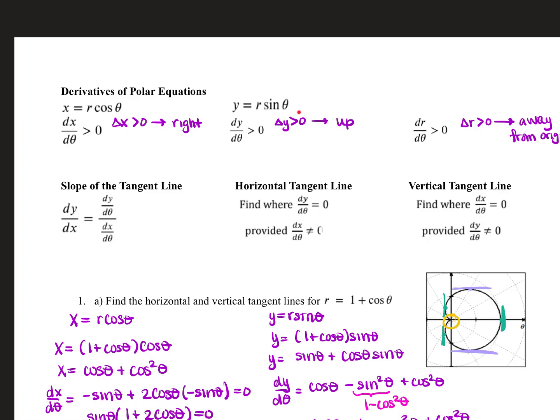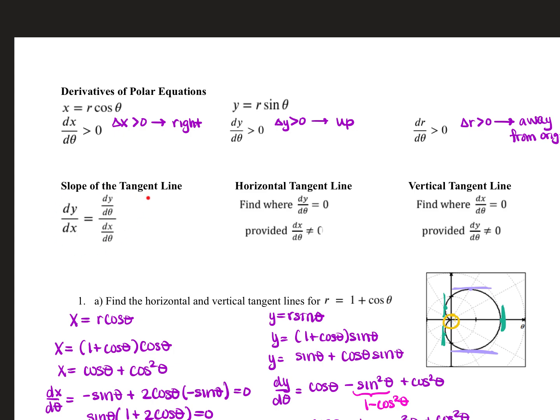We know y is equal to r sine theta. So if we take the derivative with respect to theta of y, and that's bigger than 0, then we know it's moving up. The other one we can do is right away just do dr d theta, and that's telling us how the curve is moving towards or away from the origin.